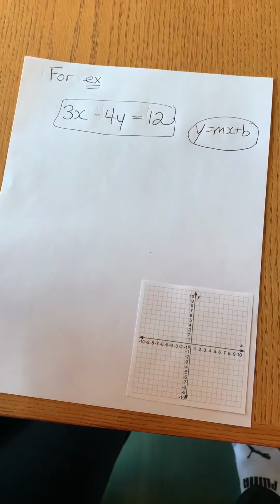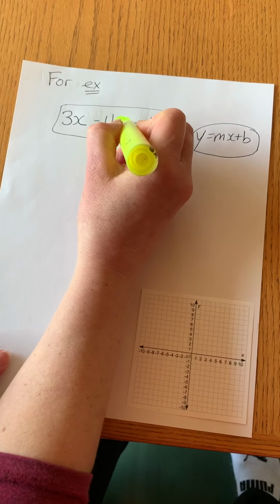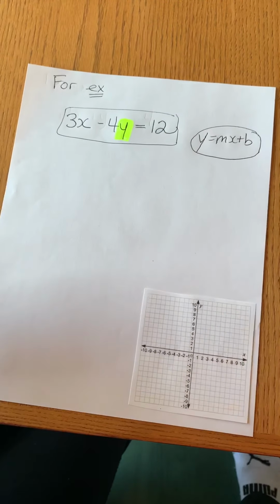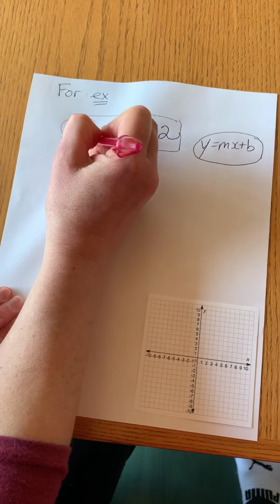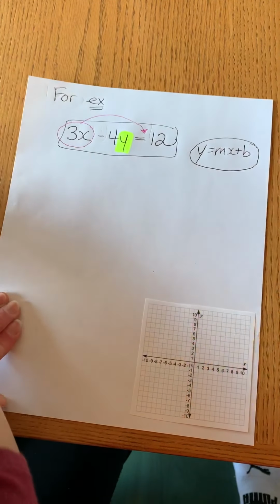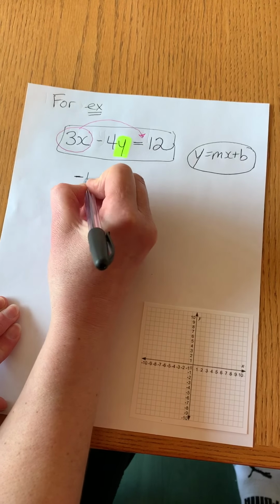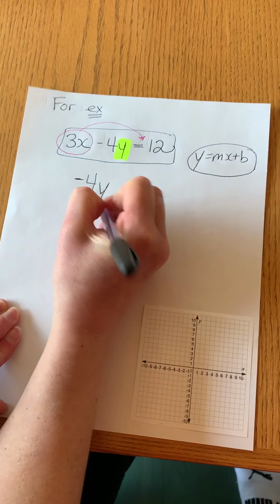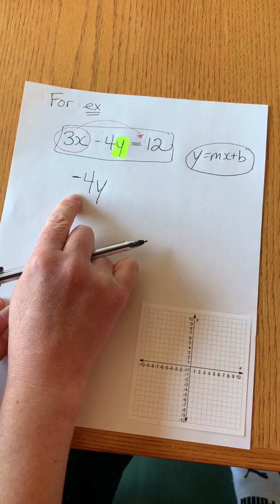So same deal. The y needs to be by itself. So we need to get that y all by itself, which means we're going to have to move this 3x over to the other side. So we're going to keep the y term just where it is, and notice there's a -4 attached to the y this time, and it just stays there for now.